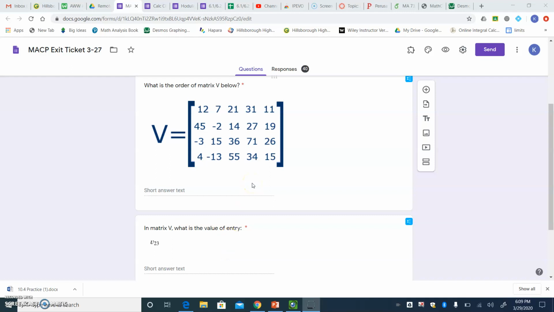The order of this matrix is a 4 by 5. There are 4 rows, 5 columns. So it's a 4 by 5 order. And then down here, element V23. So I'm going to go down to the second row and then 3 over to 14. This right here would be V23. So 14 would have been the final answer there.